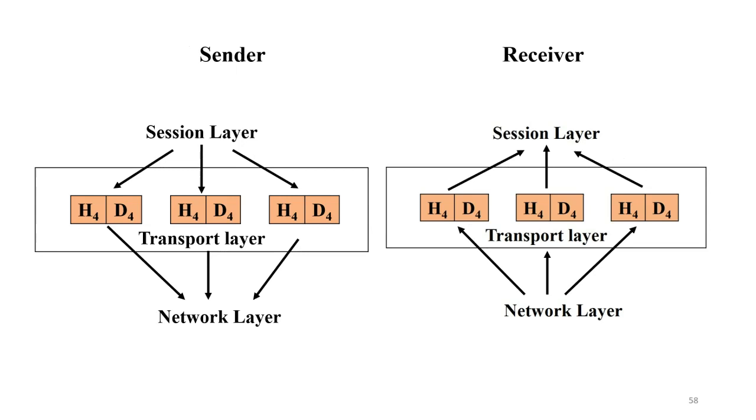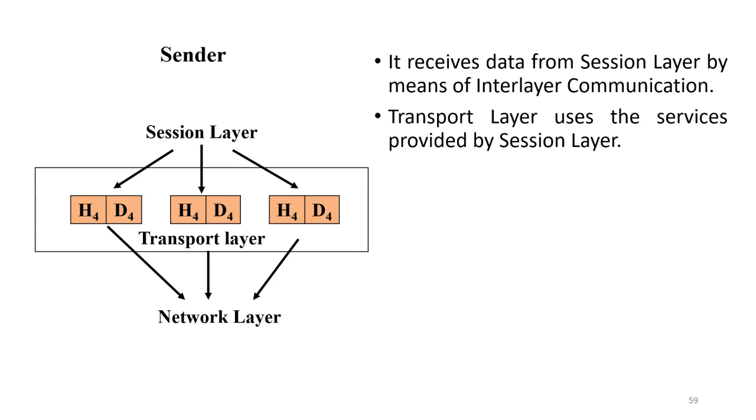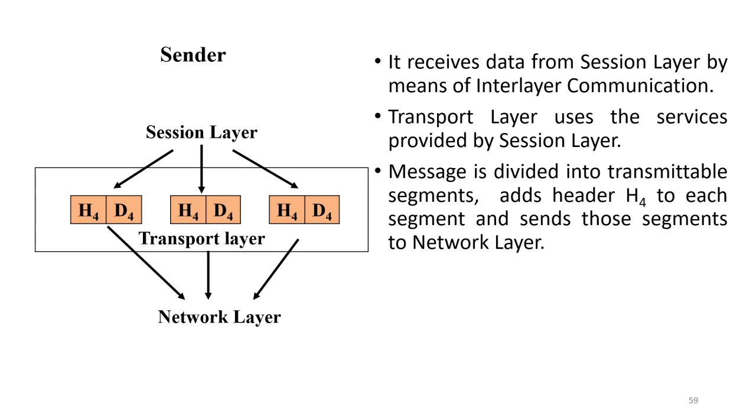Here you can see both the sides associated with transport layer. We have sender side and receiver side. At sender side, transport layer receives data from session layer, which is upper layer, by means of interlayer communication. Means in this case, transport layer uses the services provided by session layer, and after receiving message from the session layer, that message is divided into transmittable segments.